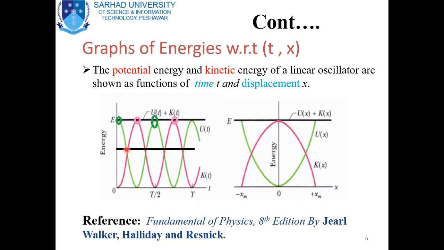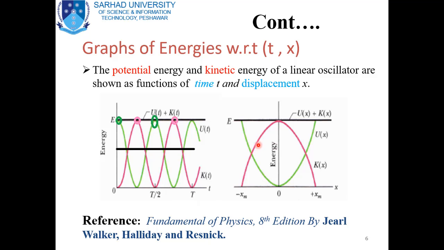Half the energy will be kinetic and half will be potential, but the total energy at every instant of time will be the same. You will see that there is an unbroken horizontal line which represents the total energy. The kinetic and potential energy oscillate between 0 and maximum, while the total energy is always the same.